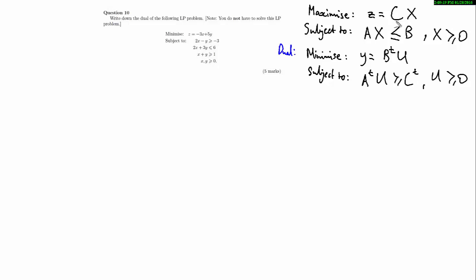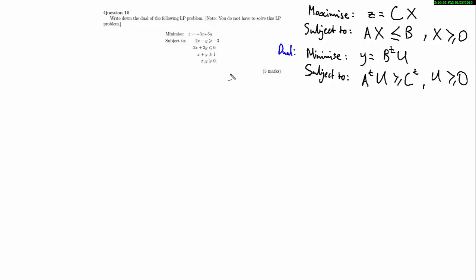Now these A, B's and C's are all matrices, and A^T, B^T and C^T are the transposes of A, B and C respectively. X here is the matrix of the unknown variables. In this case it's the 2x1 matrix X and Y, and the U matrix here is a matrix for the new set of variables that we'll use for the dual problem. The specifics of the matrices A, B and C I'll explain using the LP problem that we've got here.